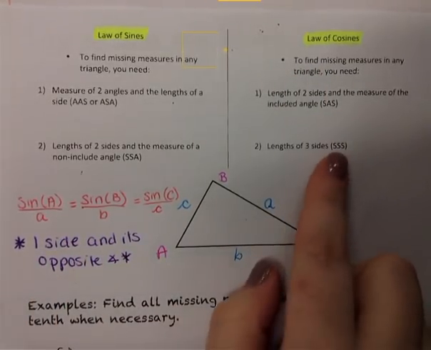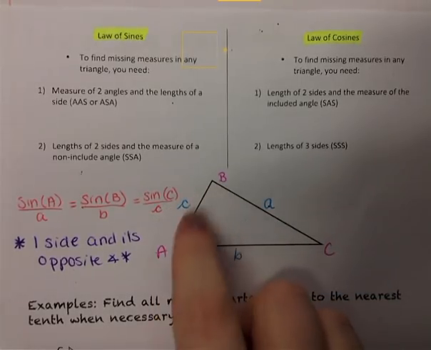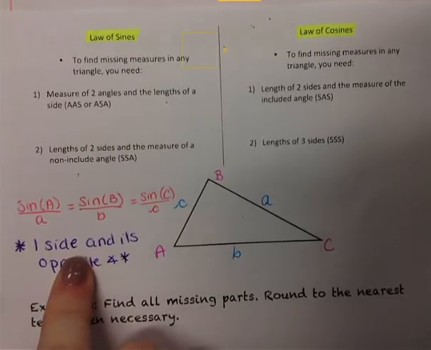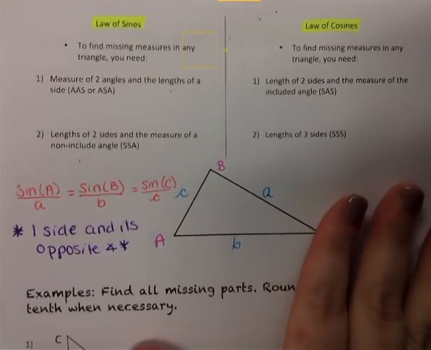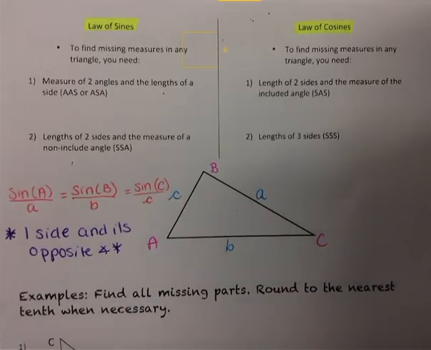And if we have the three side lengths, which are A, B, and C, I don't have any of the angles, so I couldn't use law of sines. I would need to use law of cosines to be able to get one of the angles, and then I could use law of sines.